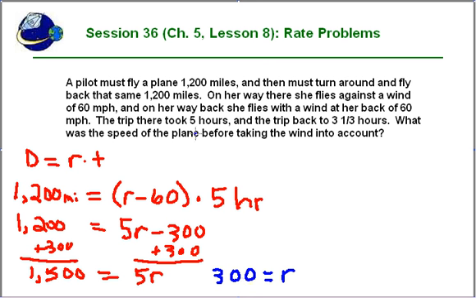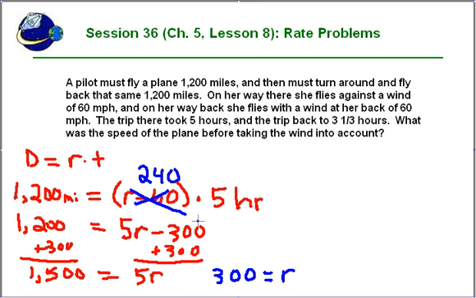However, flying against the wind, her net speed is not 300 miles an hour. We have to stick the r value of 300 back into our formula for our rate. Our rate flying against the wind is actually 300 minus 60. Well, what is 300 minus 60? It's 240. And if we double checked ourselves, 1,200 does equal 240 times 5. 5 times 240 is 1,200.